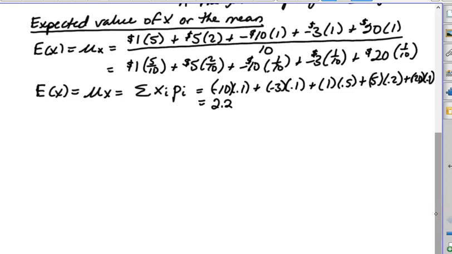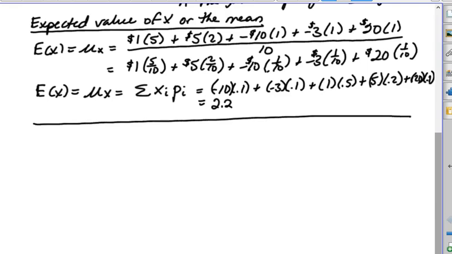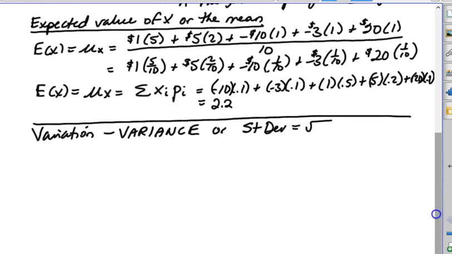Another piece of information we might want to know about this distribution is how much the individual outcomes vary from the mean. So if we want to look at variation, we look at something called variance, or standard deviation, which is the square root of variance. There's a formula on your formula sheet for variance. And the formula reads like this. The variance of x is equal to the sum of xi minus mu sub x, squared, times p sub i.